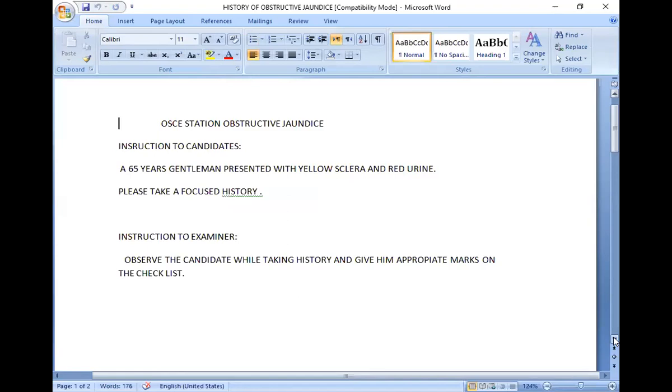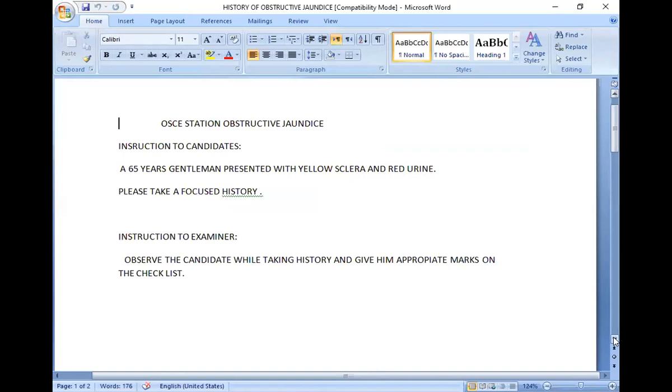Indicates, do you know what this indicates? Hemolytic anemia? No, hemolytic anemia how? Severe jaundice. Hemolytic anemia does not come in a 65-year-old. Obstructive jaundice. Obstructive jaundice gives yellow sclera and red urine. Hemolytic anemia causes hemolytic jaundice, doesn't it? It doesn't cause red urine. Okay. This is obstructive jaundice in a 65-year-old gentleman.